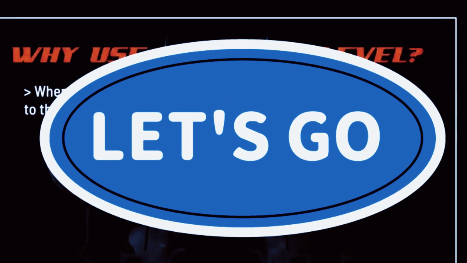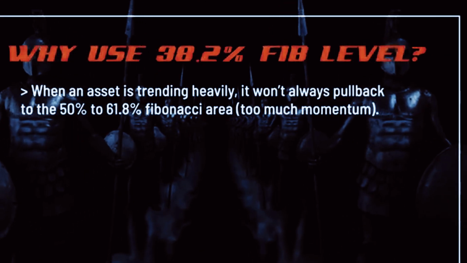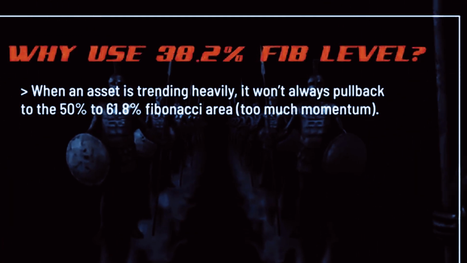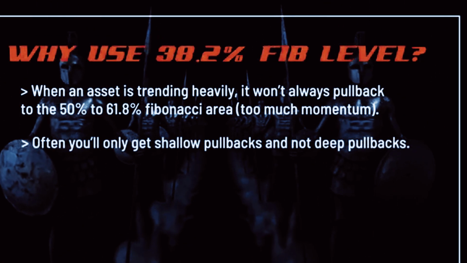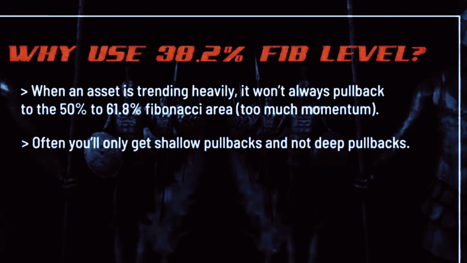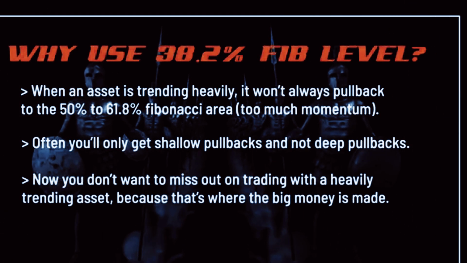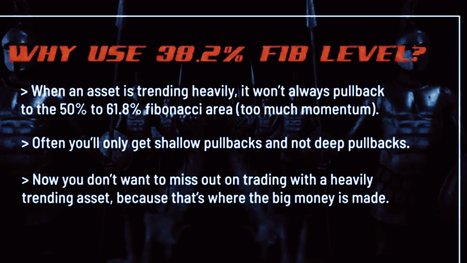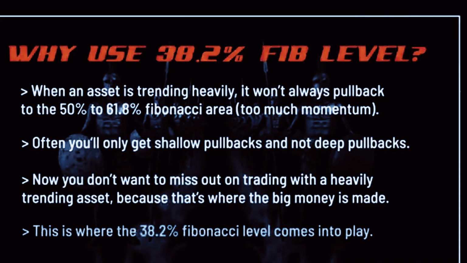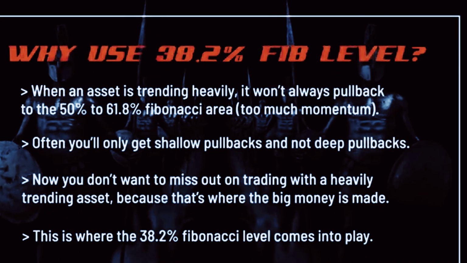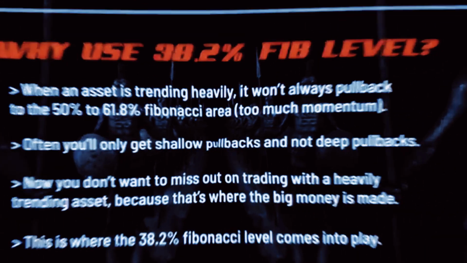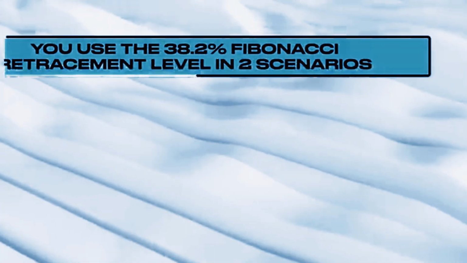When an asset is trending heavily, it won't always pull back to the 50% to 61.8% Fibonacci area. Often, you'll only get shallow pullbacks and not deep pullbacks. Now, you don't want to miss out on trading with a heavily trending asset because that's where the big money is made. This is where the 38.2% Fibonacci level comes into play.